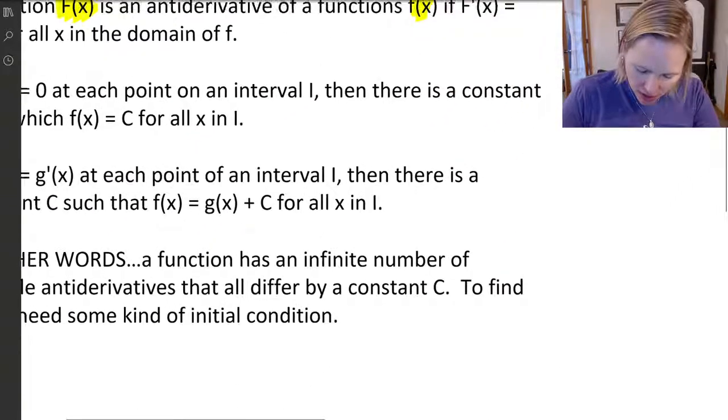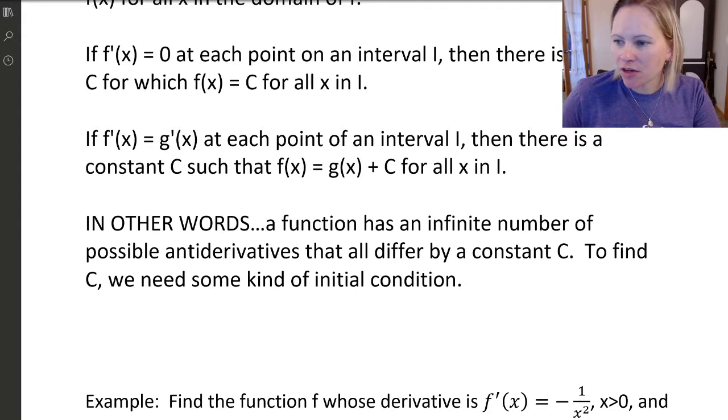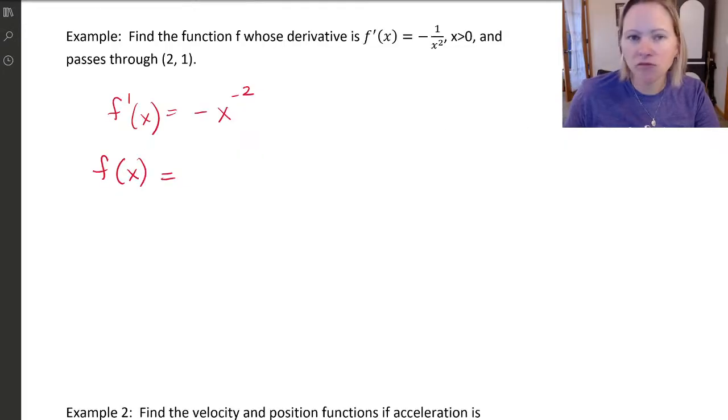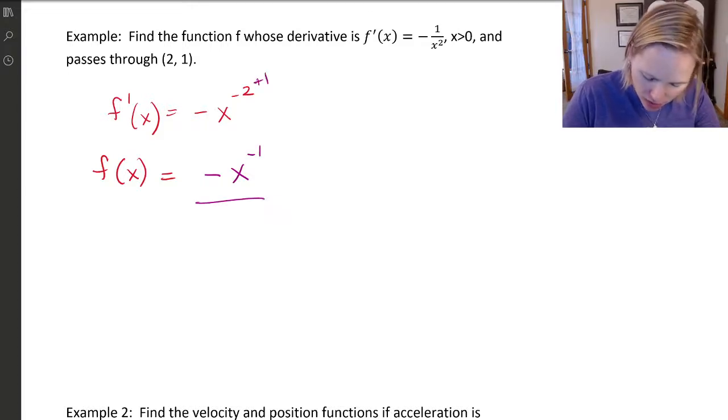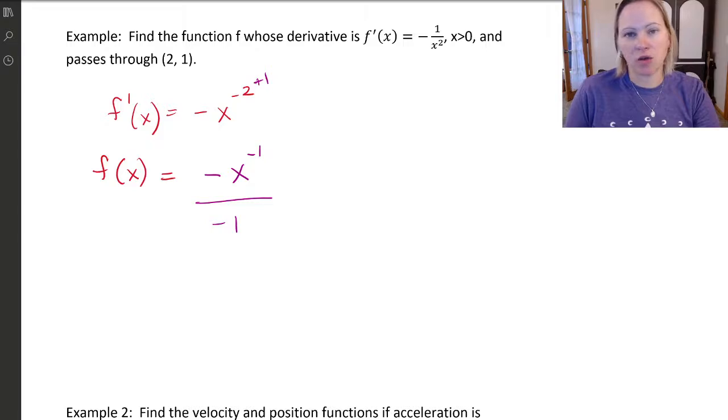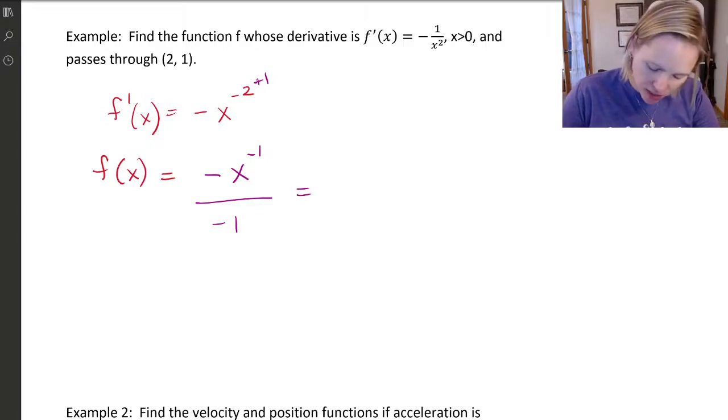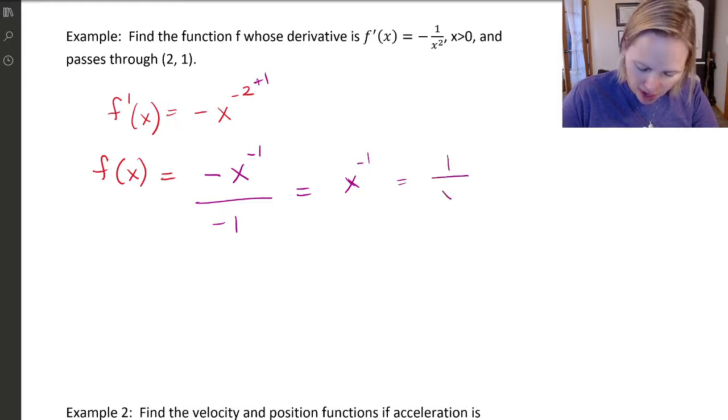So let's go ahead and try a few more examples here and see if we can get this down. Now we're going to use that rule we just established, where we raise the exponent by 1 and divide by the new exponent. So my potential function here would be negative x, and when we add 1, we get negative 1, and then we divide by negative 1. So when I simplify this, it's positive x to the negative 1, or just 1 over x.